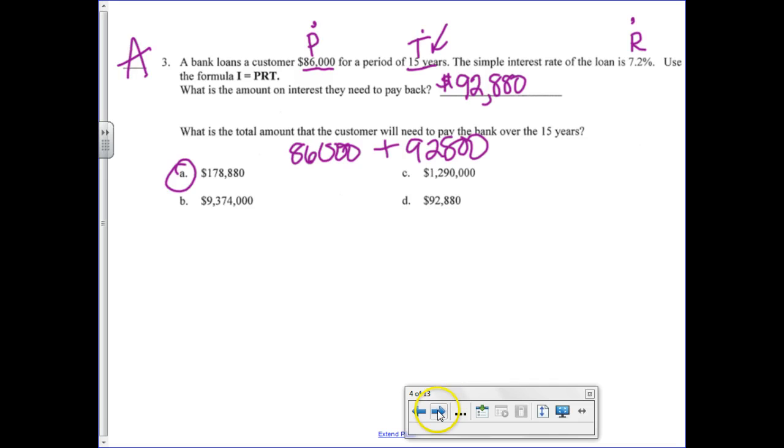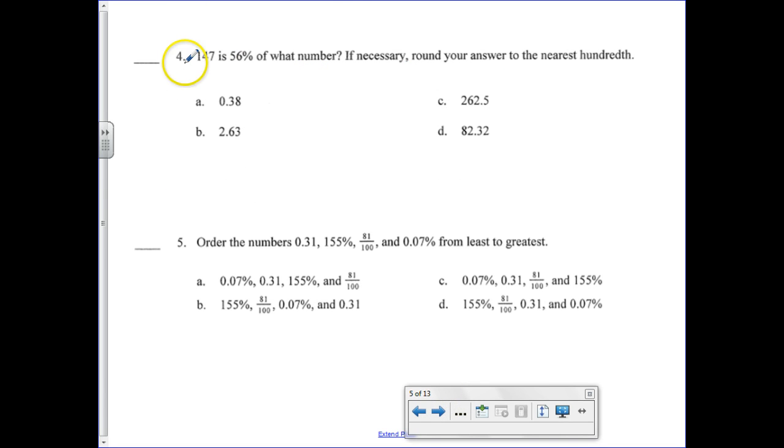Alrighty, turn the page. Here we go to question number 4. These are pretty straight out, but I want you to show me that you are translating this into math. I want you to show me the work. 147 is your equal sign. 56% of is the multiplying, and what number? You choose whatever variable you want. Okay, W, N, X, Z, whatever you want.